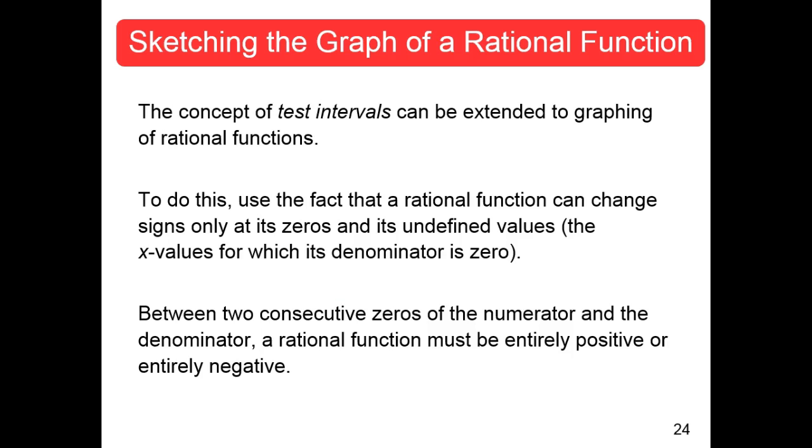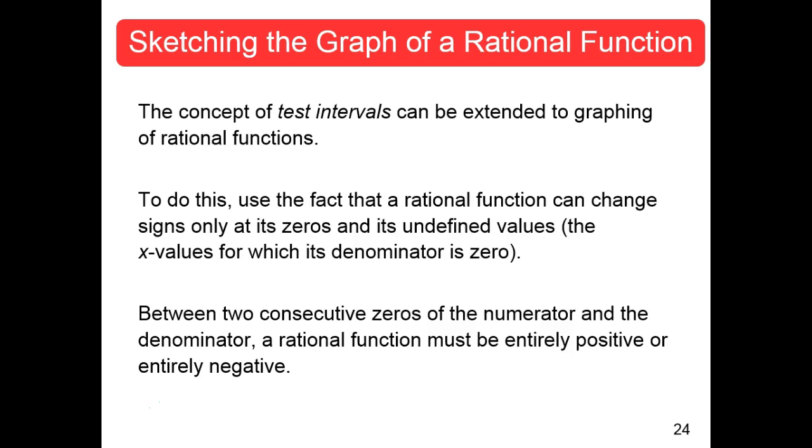Okay? The concept of test intervals can be extended to graphing rational functions. And that's exactly what we're doing. To do this, use the fact that a rational function can change signs only at its zeros or its undefined values, which are the vertical asymptotes. Okay?